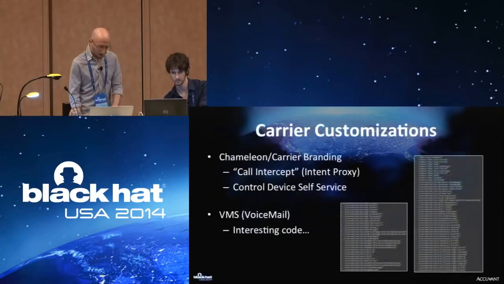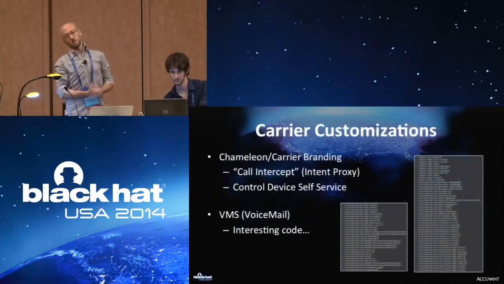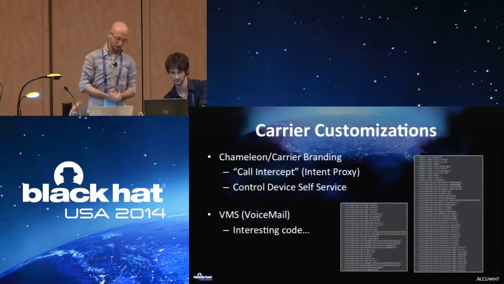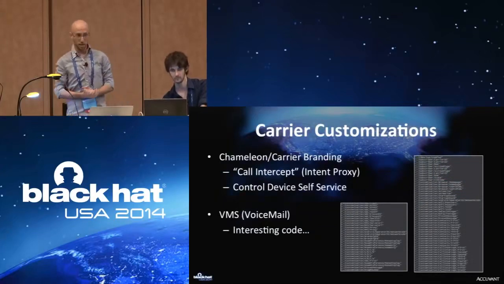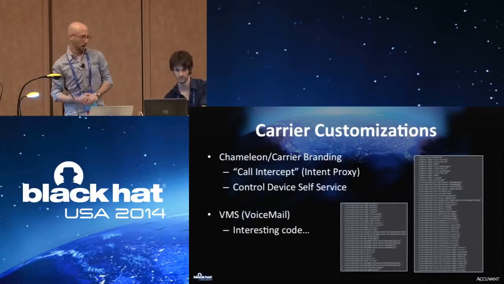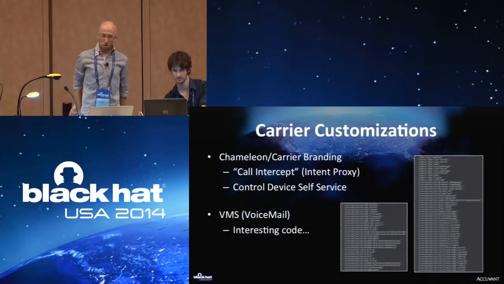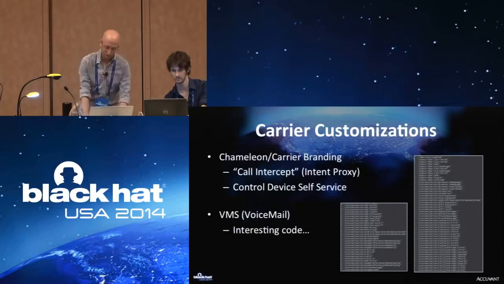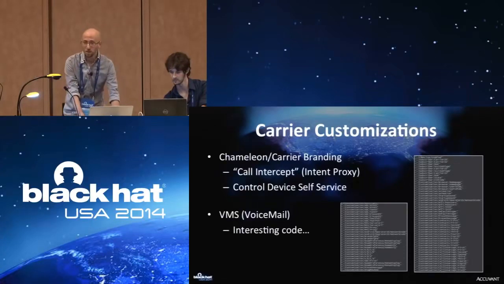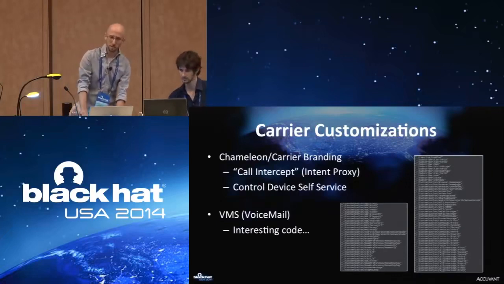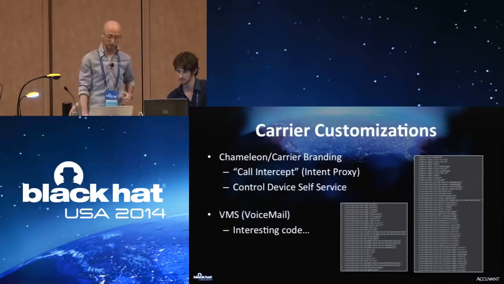So let's go into another interesting thing we found, carrier customizations. Not only do carriers have OMA-DM, they have an extra set of customizations in it. We've found that it's called Chameleon. It's mostly on one carrier in the US, but provides a lot of interesting functionality, such as call intercept. What that does is allow them to redirect any number you dial to an application of their choice. So more or less, it can be used as an intent proxy if you wanted to.